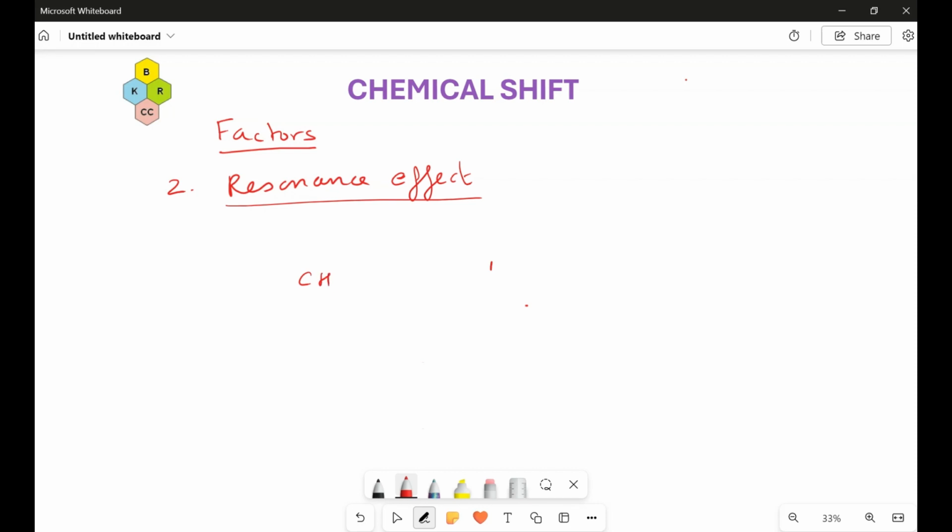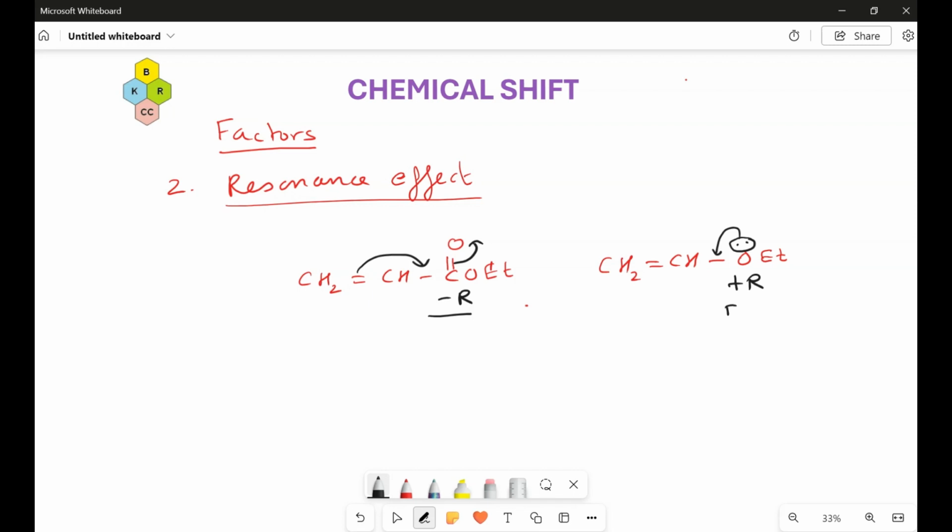Suppose I have CH2=CH-C(=O)-O-ethyl, and CH2=CH-O-ethyl. So ethoxy group, and I have an ester group. Now see that here you have resonance effect. Here, since C=O is a minus R group, it will withdraw the electrons away from the double bond. Here, since you have OEt, lone pair of electrons, it will be acting as a plus R group, electron donating group. This is electron withdrawing group.